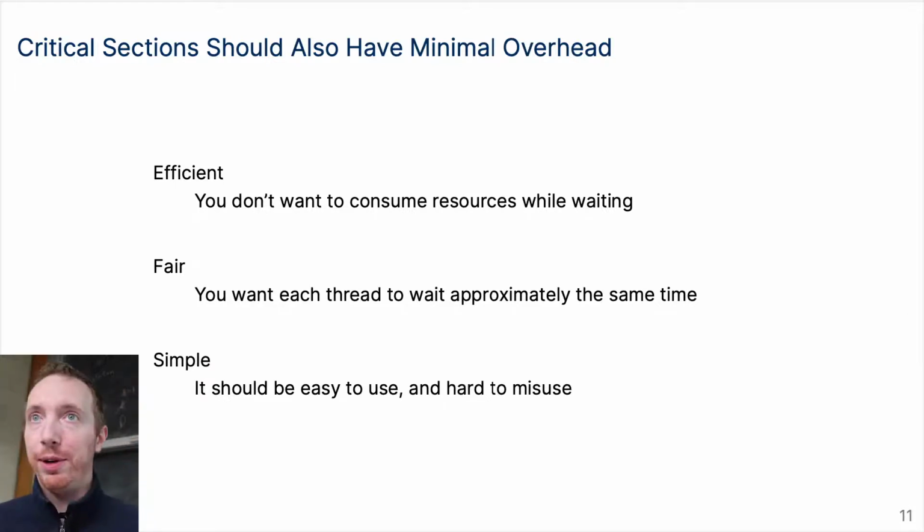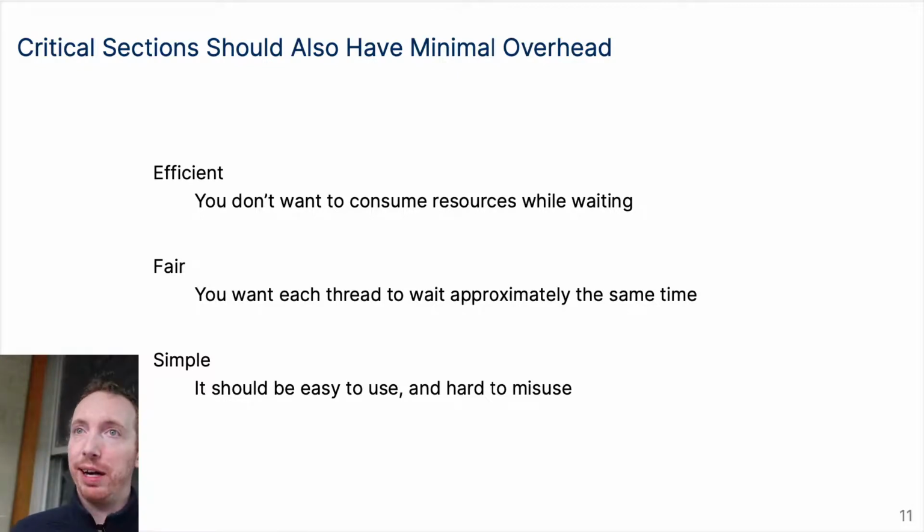Also, you kind of want your locks to be fair. So each thread should wait approximately the same amount of time. You shouldn't favor one thread over the other, so you can hopefully get more of an even distribution of which thread is doing what work. And of course, like with anything in programming, all your interfaces and locks should be easy to use and hard to misuse, which is easier said than done.